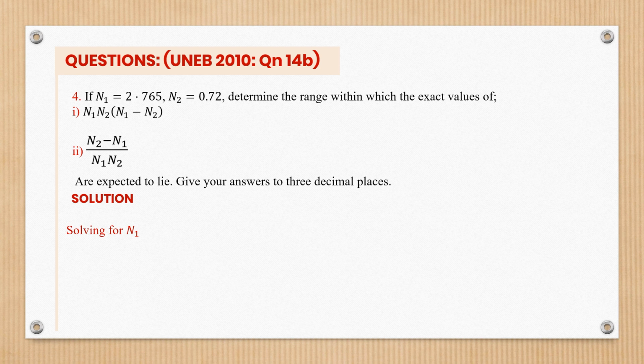So now what we're going to do is first solve for n1. We're going to save time. We're going to find n1 min and n1 max, and then n2 min and n2 max. So now the error in n1 shall be this, because it's to 3 decimal places.